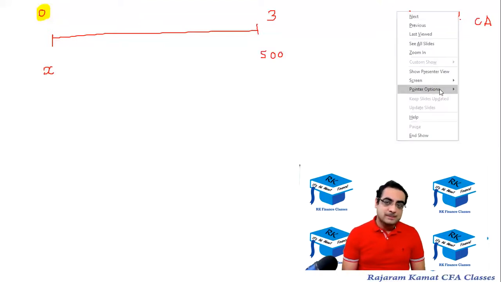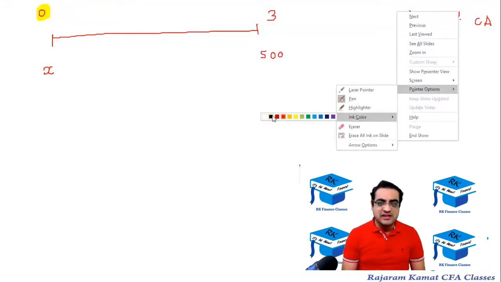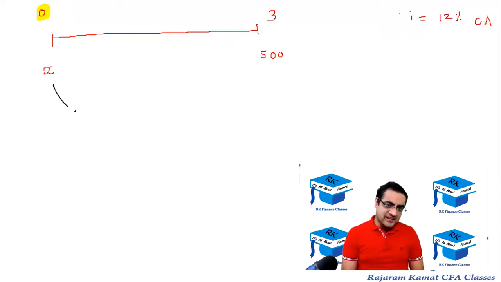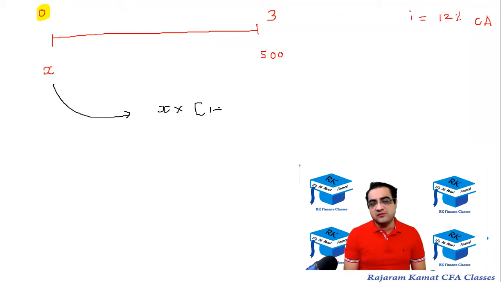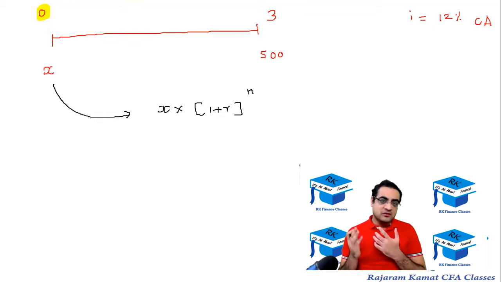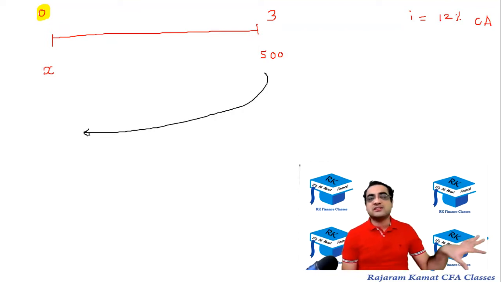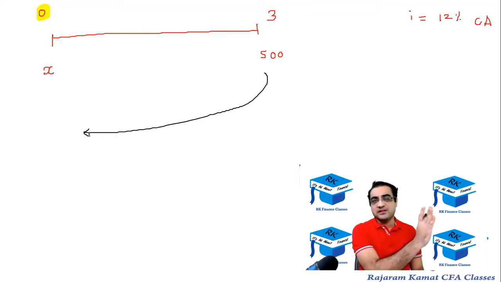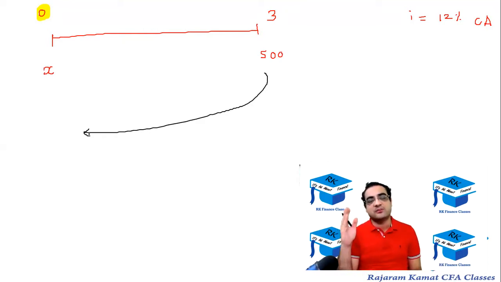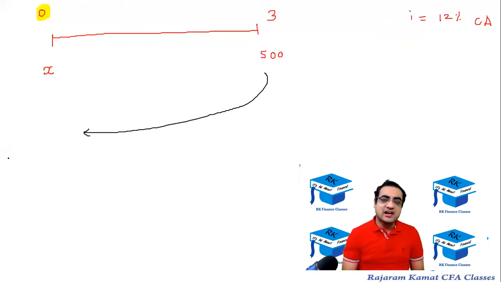So what we do, we have discussed this, but we had said reverse way. The x can be taken ahead by x into 1 plus r raised to n. Instead of that, we can do it the other way around, where instead of taking the x ahead, I can take this 500 back to come to year 0. So instead of taking x from year 0 to year 3, I can take the 500 back from year 3 to year 0. For that, I'll divide, which is called as discount.